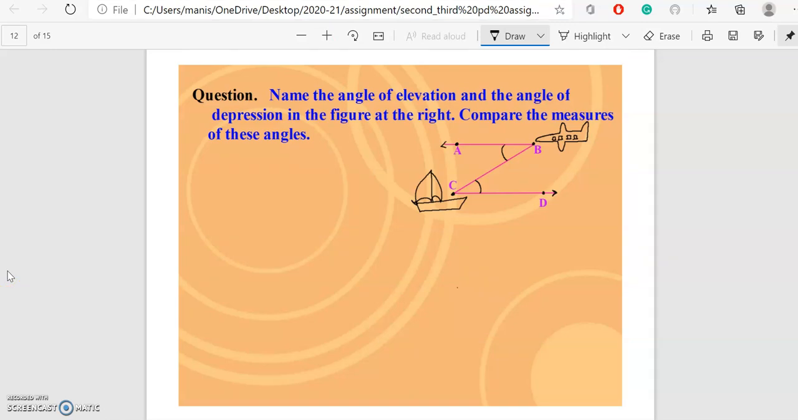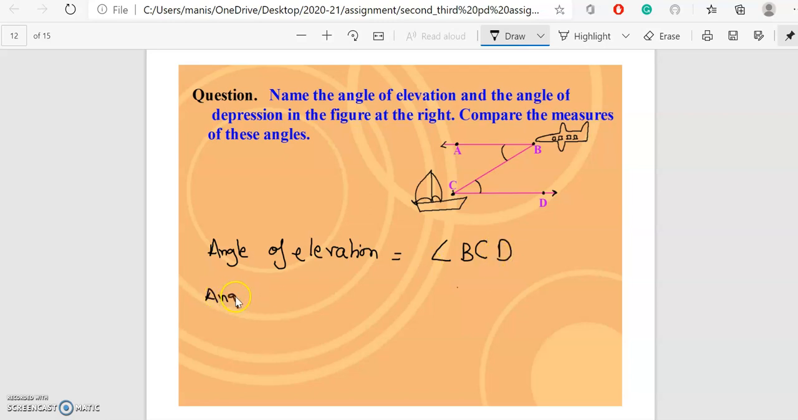Okay, in this question they are asking us to name the angle of elevation. You remember on day one we learned what the angle of elevation is. An angle of elevation is the angle formed between a line of sight from an observer to an object. So this is called the angle of elevation. So my angle of elevation is this. Now, you will start from B, C, D. This is your angle of elevation. Don't write angle C. BCD is your angle of elevation.